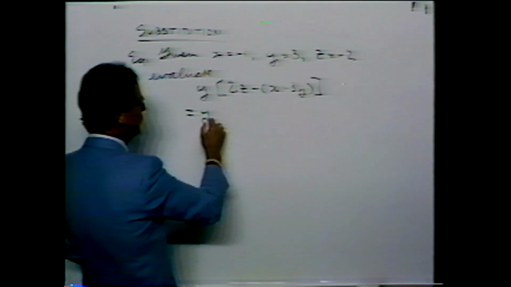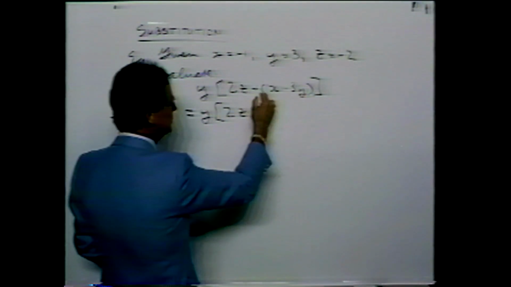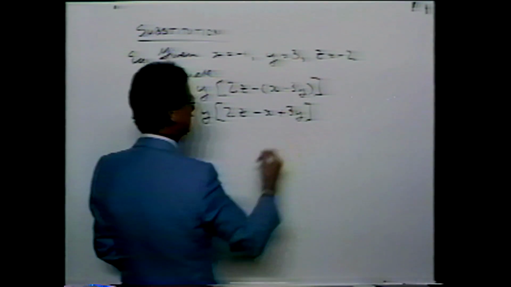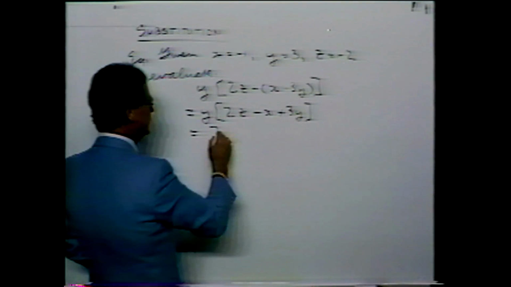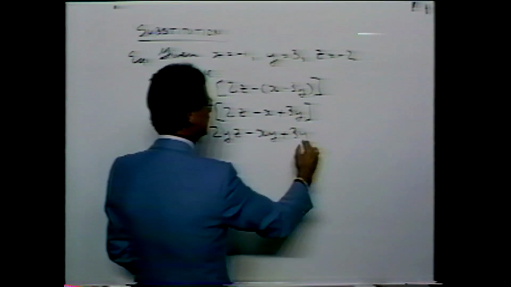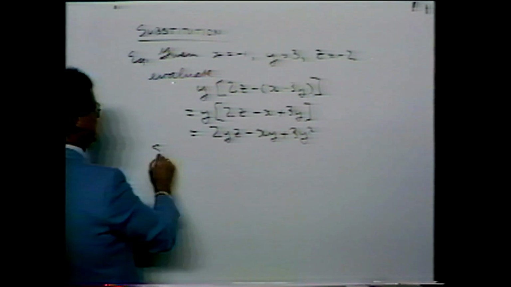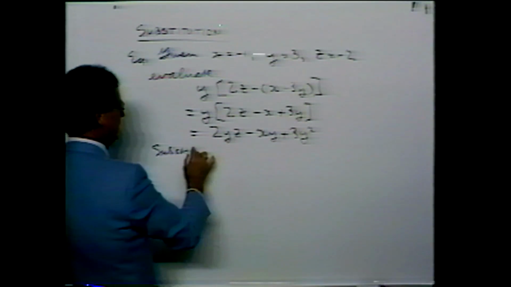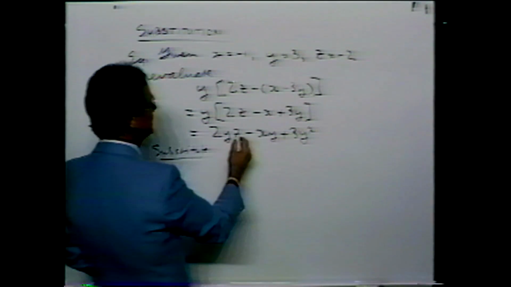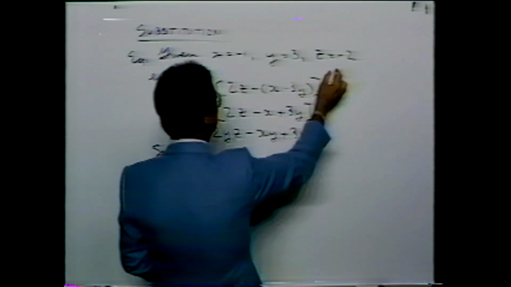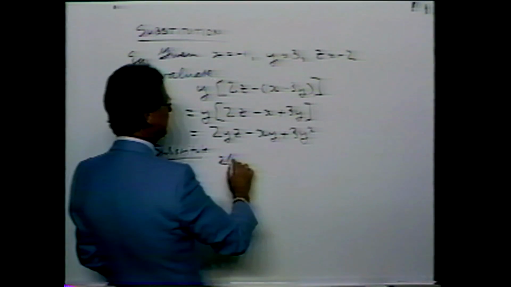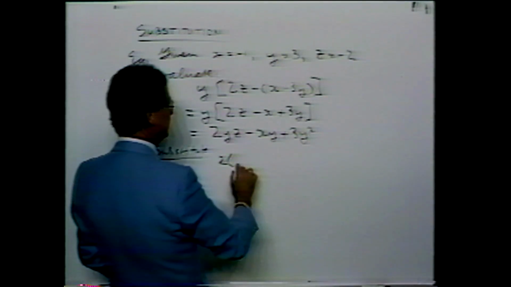This is the same as y square brackets 2z, change the sign minus x plus 3y. But we can multiply by y and end up with 2yz minus xy plus 3y squared. Now substitute. The given values for y and z are 3 and minus 2. It's best if you use brackets where the substitution occurs.